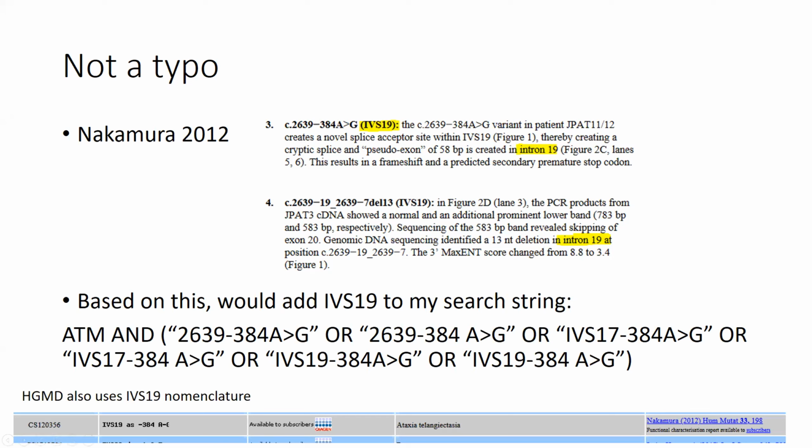Another thing is, if you look at this variant in HGMD, again, it might be hard to find because you're thinking this is intron 17, not 19. But if you're clued into the unique nature of the intronic position being minus 384 eta G, you're also saying that this Nakamura paper overlaps with the ClinVar citation. All signs are pointing to this being the same variant as well.